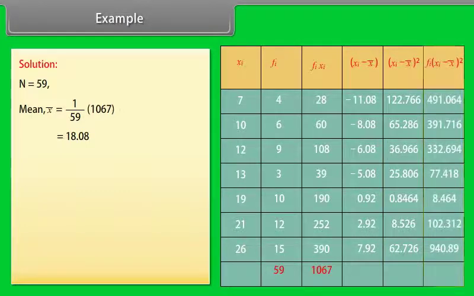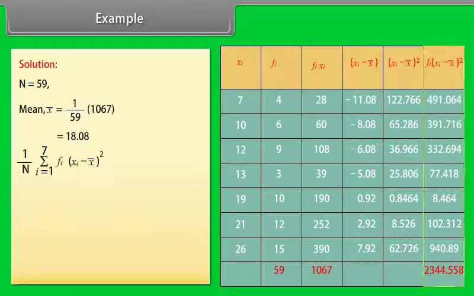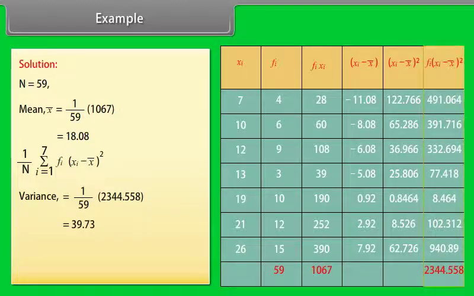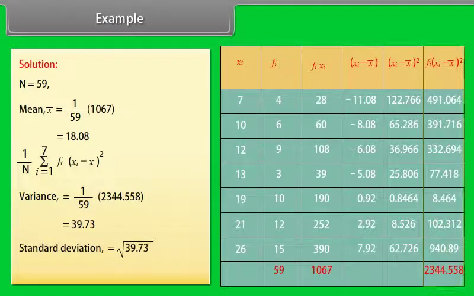In the sixth column, we find the product of frequency fi and the squares of the difference between the xi and mean x bar, and their sum is found to be 2344.558. And then we find the variance by summation from i = 1 to 7 of the product between frequency and the squares of the difference between xi and x bar. It is found to be 39.73. After that, we find standard deviation by taking the square root of 39.73, and it is found to be 6.30.